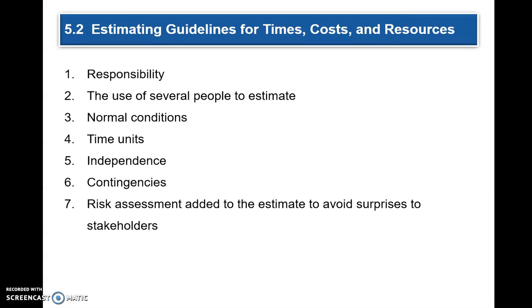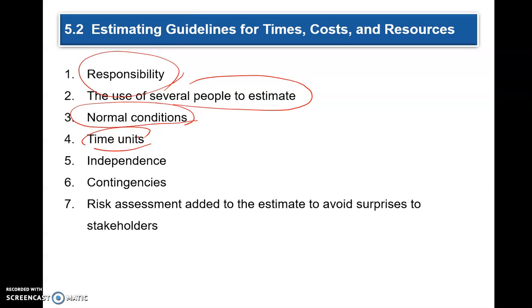The guidelines for time, cost, and resource estimation are: use several people to estimate. Be responsible. Use the normal conditions of the project, the normal conditions in which the project is going to be implemented. Use time units, and use contingencies if possible, and do it independently. Add risk assessment so that you don't have surprises at the end, or the stakeholders don't get surprises at the end.